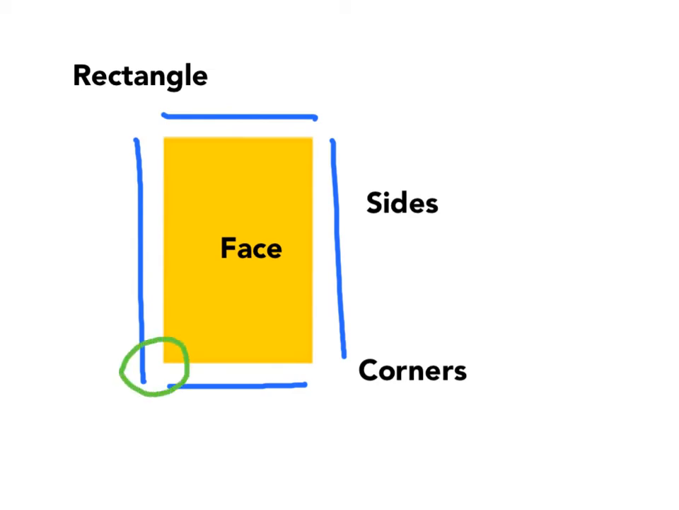1, 2, 3, 4. Okay, so a rectangle has one face, it has 4 straight sides, and the opposite sides are the same length. That means 2 of the sides will be longer than the other 2 sides. And it has 4 corners.